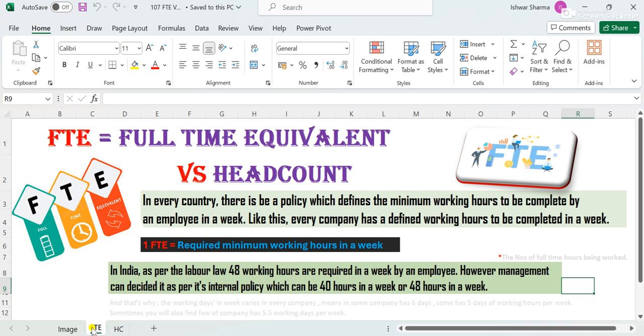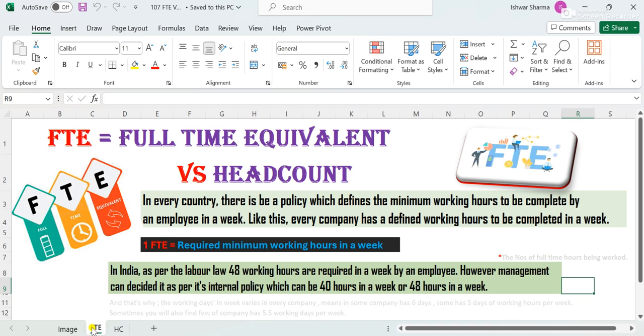So 1 FTE equals the required minimum working hours in a week. Okay, so what is FTE? FTE is the required minimum working hours in a week. For example, in India, as per the labor law, 48 working hours are required in a week by an employee. However, management can decide it as per its internal policy, which can be 40 hours, 48 hours, 38 hours, or 44 hours.